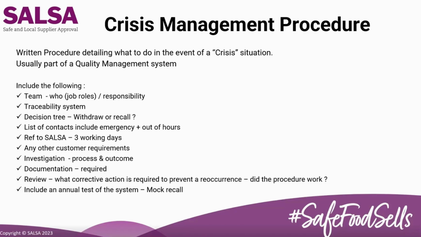Once you've gone through the incident, you're reviewing, and there are two sides to it, really. What corrective action might be required to prevent a reoccurrence? Do you need to review your HACCP? Is it to do with training? Was it sabotage? Was there an issue with the supplier's ingredients? And also, did the process work? Did your procedure work? And if not, then perhaps look at reviewing the process itself and maybe amending it, and some further staff training. And also about including an annual test of the system.